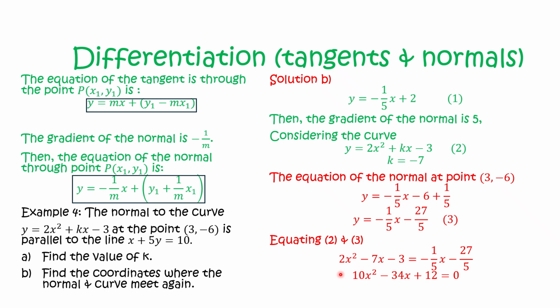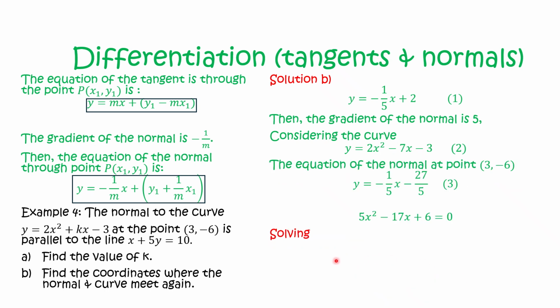Now, the first thing that we can do is clear the fractions by multiplying throughout by the denominator 5. So each and every term will be multiplied by 5. In so doing, we also group the like terms, shifting the x terms to the left-hand side, as well as the non-x terms. We are going to get 10x squared - 34x + 12 = 0. We see that we also have a common factor, which is 2, so we can divide throughout by 2, so that we have 5x squared - 17x + 6 = 0.